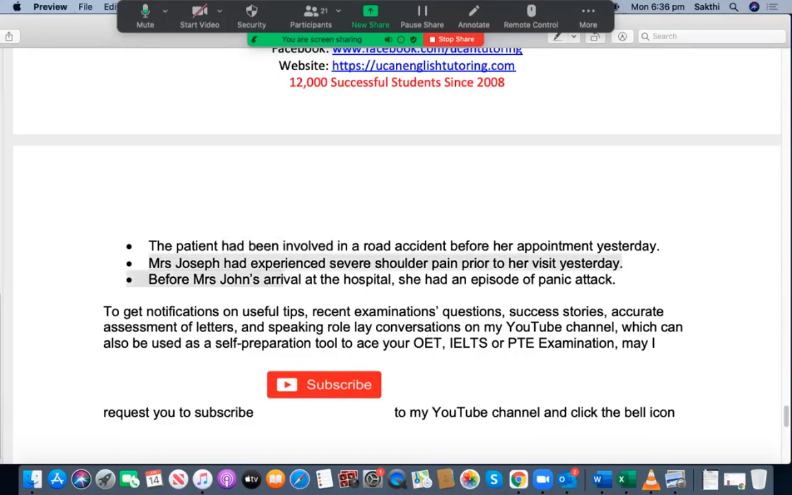Mrs. Joseph had experienced severe shoulder pain prior to her visit yesterday. Before Mrs. John's arrival at the hospital, she had an episode of panic attack. You can also rearrange the sentence, so before her appointment yesterday can be written in the beginning as well. But we are clearly using this phrase. Look at this: before, prior, or after, following, those kinds of phrases need to be used to clearly state the sequence of events.